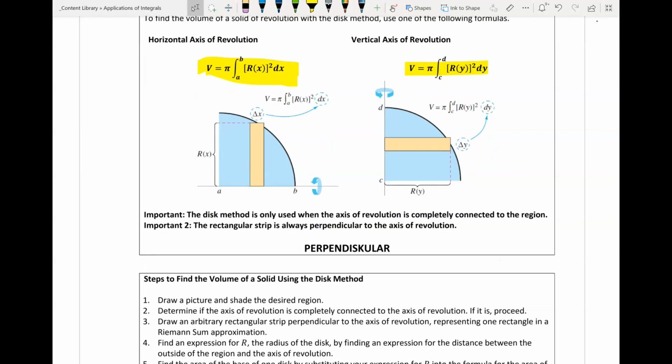It's important to note that the disk method is only used when the axis of revolution is completely connected to the region. You can see this blue region here, and our x-axis is connected to it, or the line is connected to it. Another important note: the rectangular strip is always perpendicular to the axis of revolution. So here is our strip and it's perpendicular, and this is our strip and it's perpendicular.